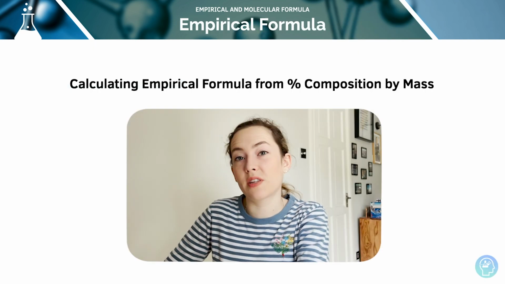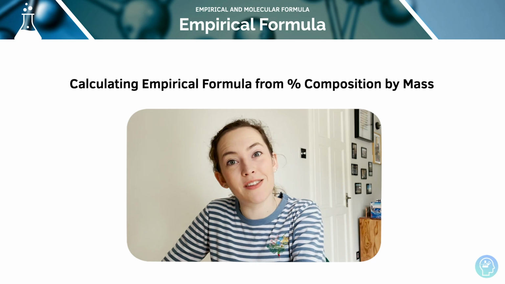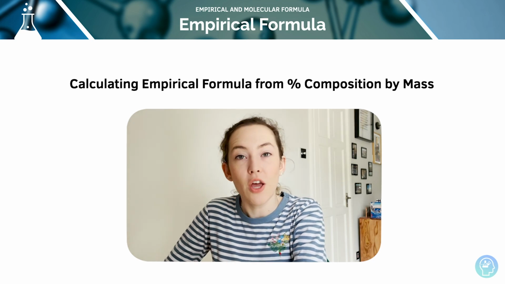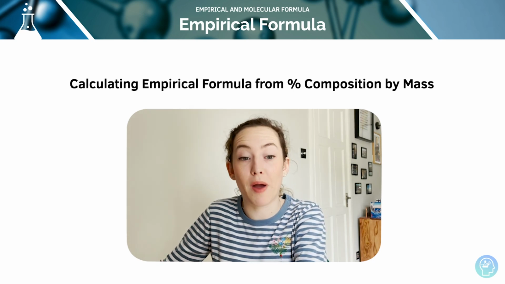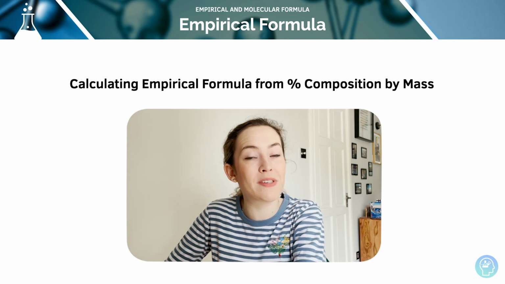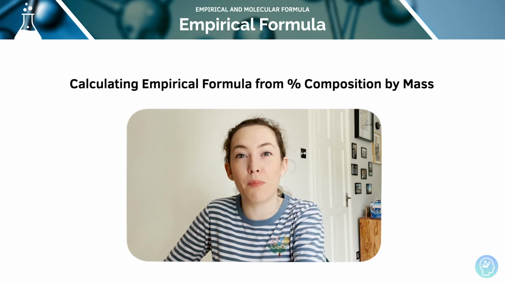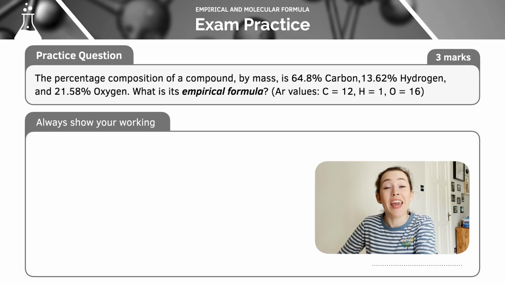You may also be asked to calculate the empirical formula using the percentage composition by mass. So in this case, you're going to be given the percentage by mass of the elements or percentage by volume of the gases. So we'll have a go at both of those types of examples. Here's a question. Pause the video and give it a go yourself, or wait for my work through.